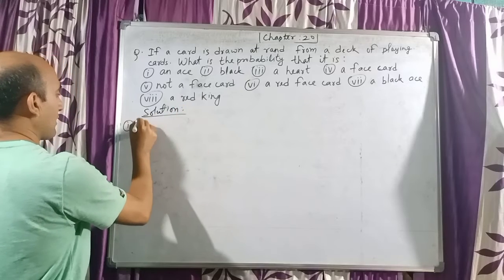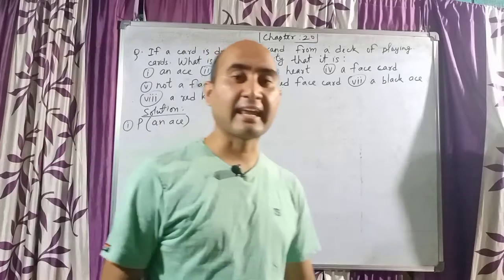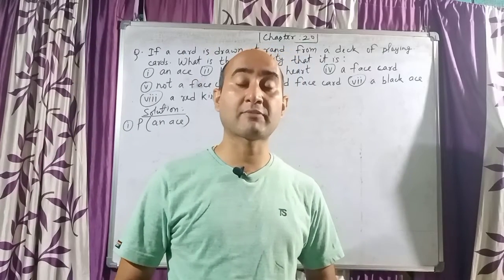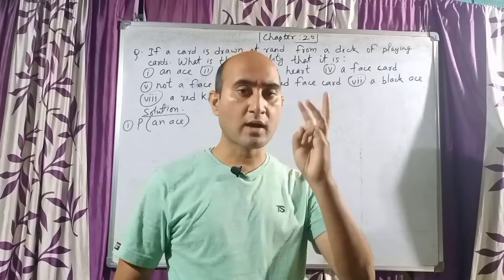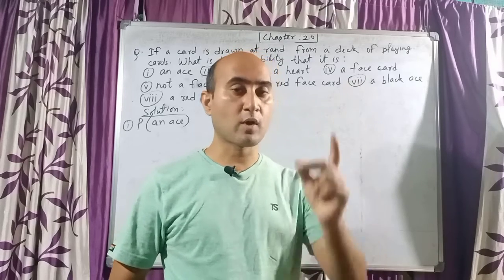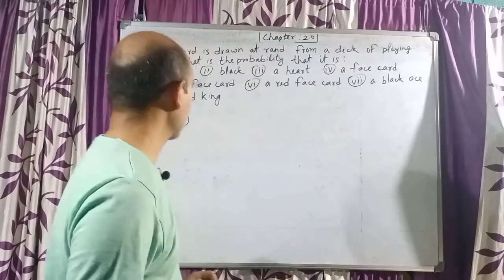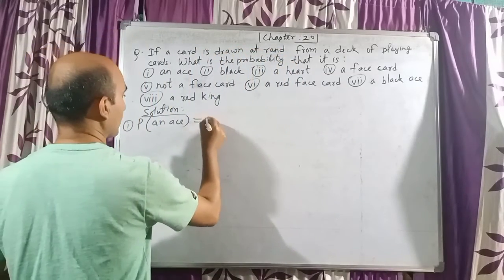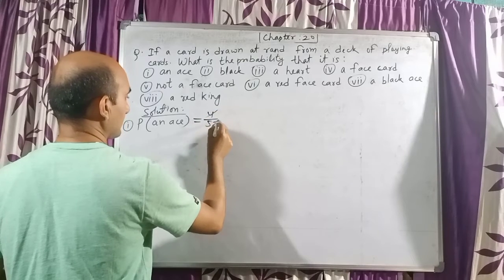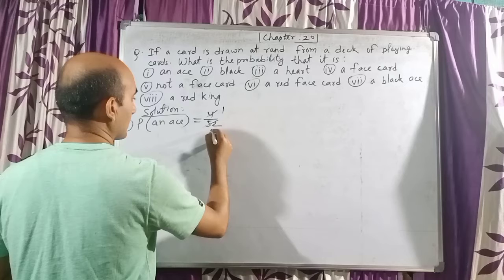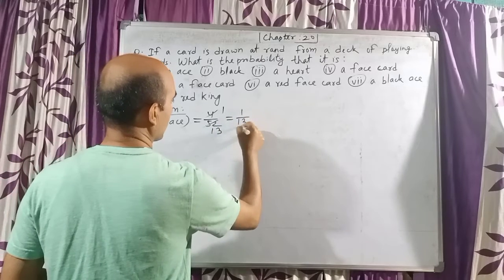Number 1, probability of an ace. Children, you know A, all the cards named with alphabet A is called ace card. So there are 4 ace cards, 1 from heart, 1 from diamond, 1 from spade and 1 from club. So I can write 4 out of 52. If we cancel, 4 ones are 4, 4 3s are 12. So the answer is 1 by 13.